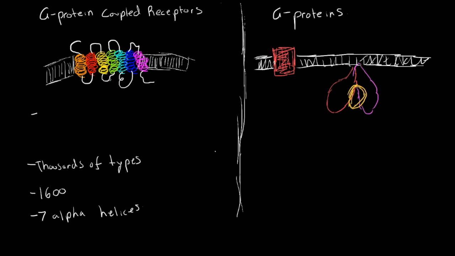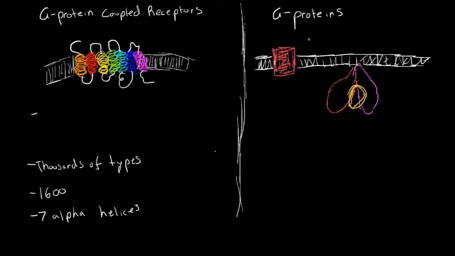And they have 3 loops on the cytoplasmic face. So you can see these 3 loops are connecting these alpha helices. And then they have 3 loops on the extracellular face. So the part that sticks out is variable, so that it depends on what type of ligand they may bind. And they're named G protein coupled receptors because they interact with what is called a heterotrimeric G protein.